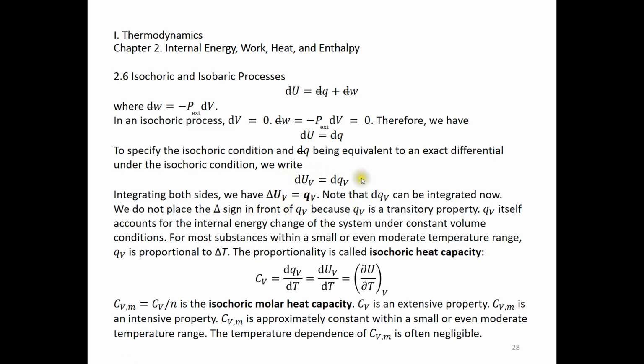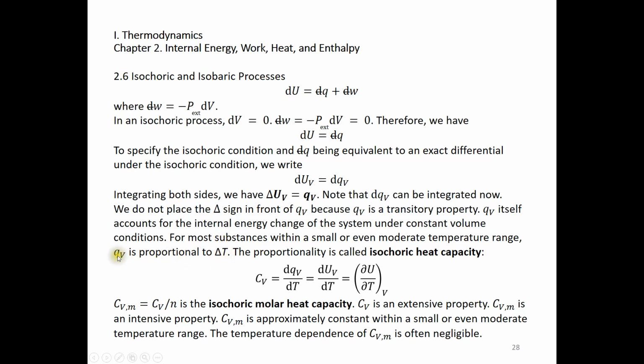Q is the amount of heat that flows into the system between the initial state and the final state. Q is a transitory property. Q sub V itself accounts for the internal energy change of this system under the constant volume condition. For most substances, within a small or even moderate temperature change, a small temperature change may be a few kelvins, moderate temperature change may be tens of kelvins, usually Q sub V is proportional to delta T, or approximately proportional to delta T. Well, it does make sense.